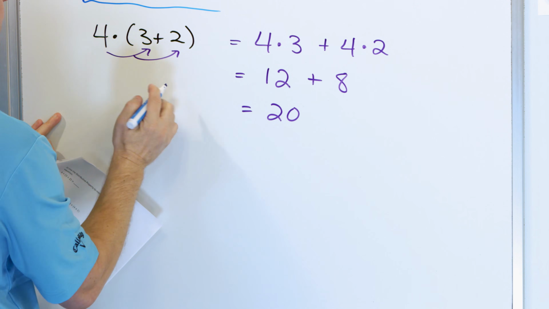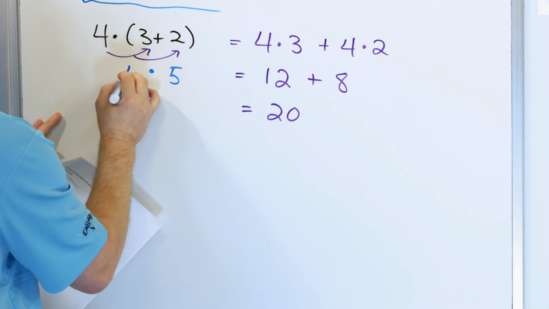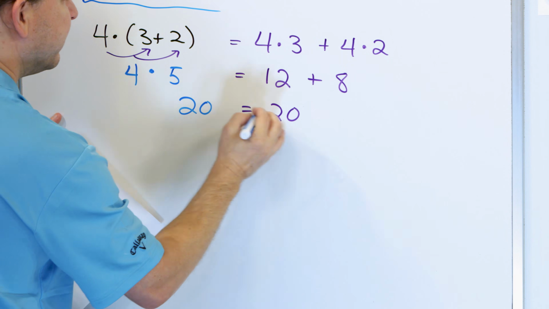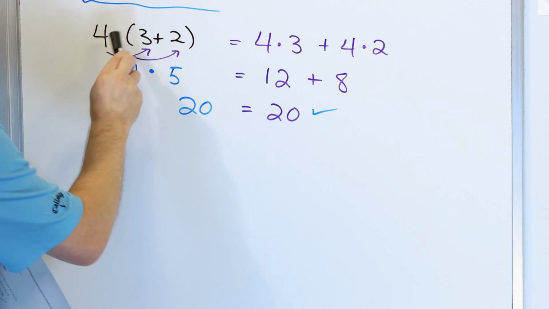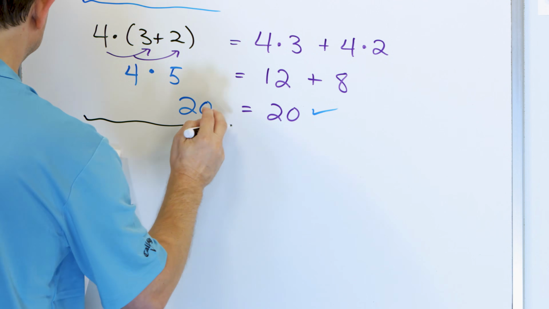First, I would do the parentheses. 3 plus 2 is 5. And then I would have times 4, and 4 times 5 is 20. So this is correct. Multiplying it out like this gives me exactly the same answer as if I do it the other way, using order of operations.